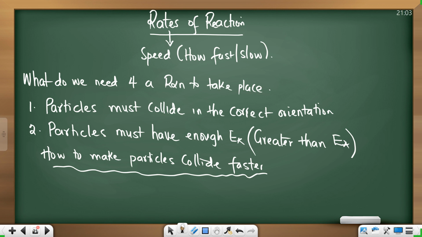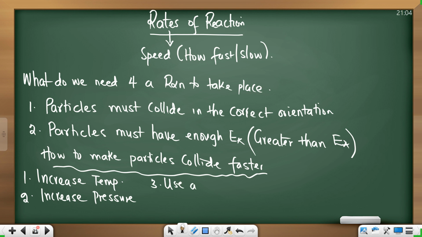How to make particles collide faster? Number one, increase temperature. I see you guys already giving me answers there. Thank you so much. Number two, increase pressure if it's a gas. Number three, use a catalyst. Don't say increase catalyst, please. Catalyst cannot be increased.